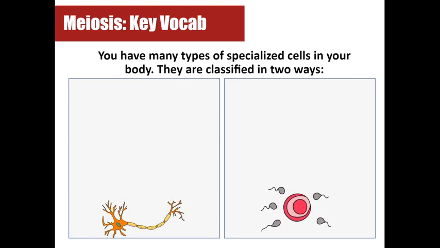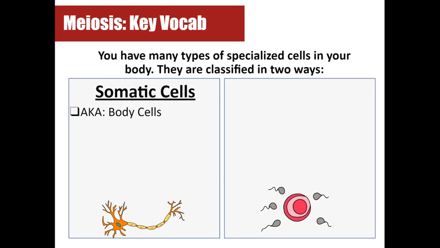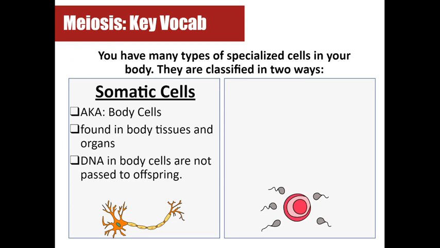So here is some key vocabulary for you with meiosis. You have many types of specialized cells in your body, and they are classified in two ways. First, you have your somatic cells. They are also known as your body cells. So this is the tissue that is going to be found in the body tissue and organs. That is where you're going to find somatic cells. Now, the DNA in body cells is not going to be passed off to offspring.